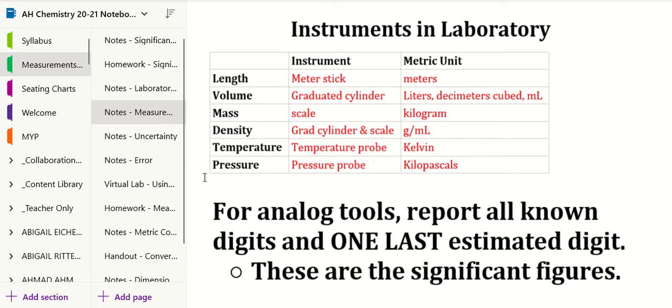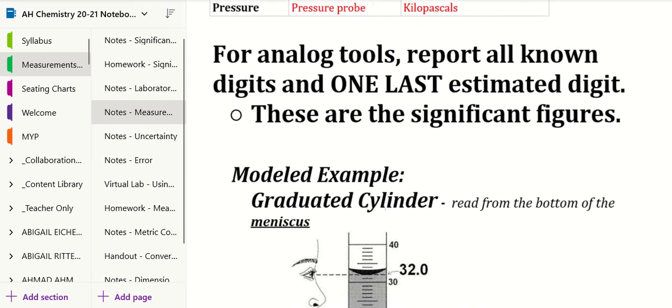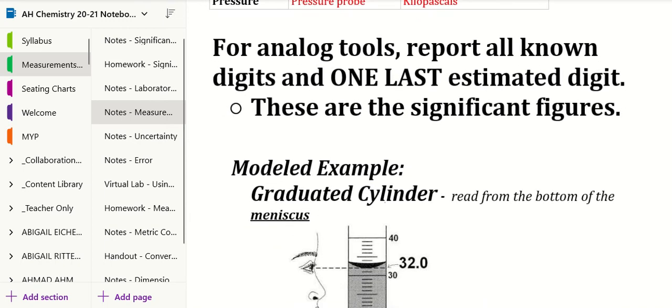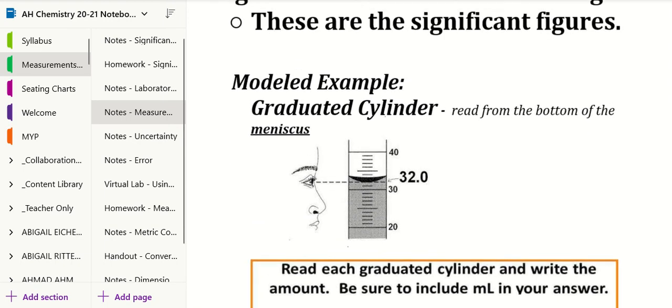So when we're reading analog tools, we report all the values we can read on the increments and then one last estimated digit. It is an estimated digit that you are going to decide on. It will be between two increments, so you're going to have to estimate it. And when we report all of those digits, we have reported the significant figures.